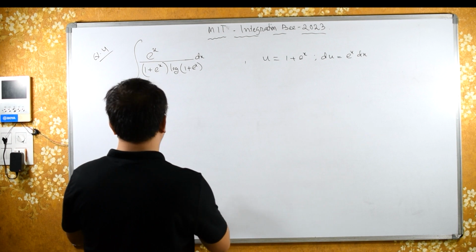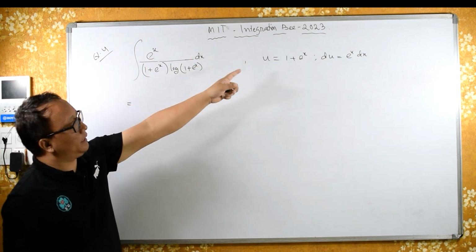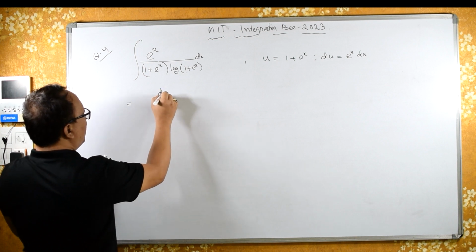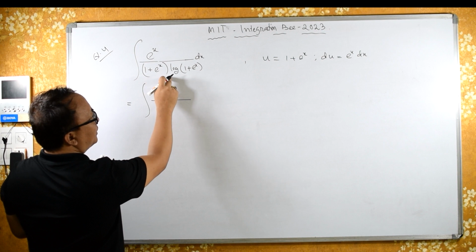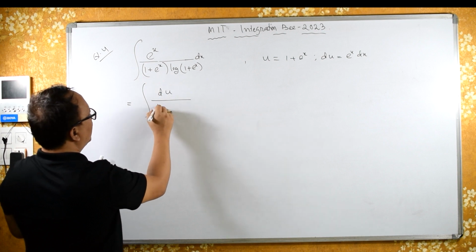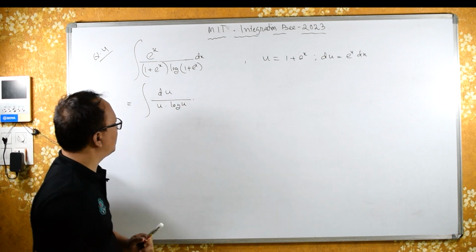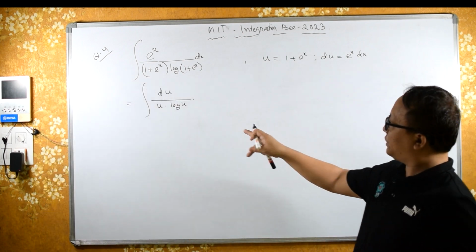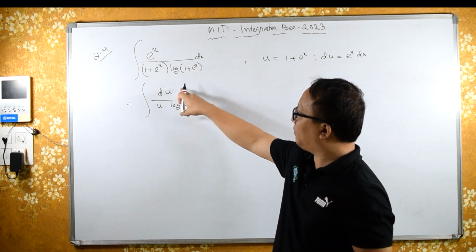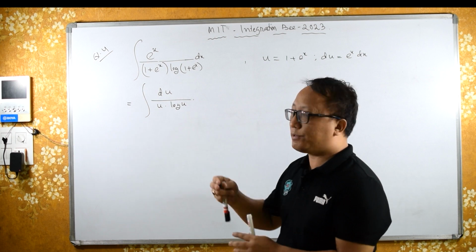Okay. Therefore, this integration, e raised to x dx, is my du. So the whole numerator becomes du upon 1 plus e raised to x, which is u. So we get du upon u log u. Now, the differentiation of log u is what? 1 by u. Again we can substitute.